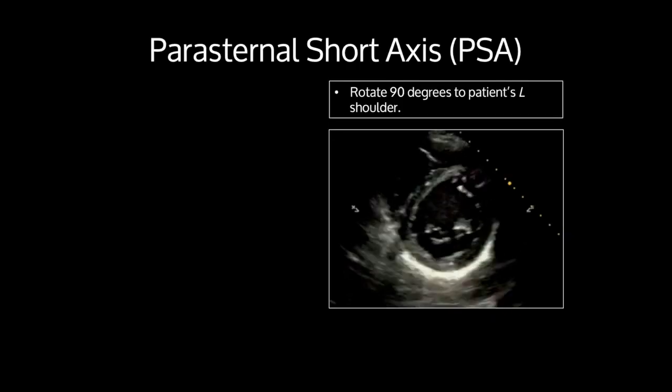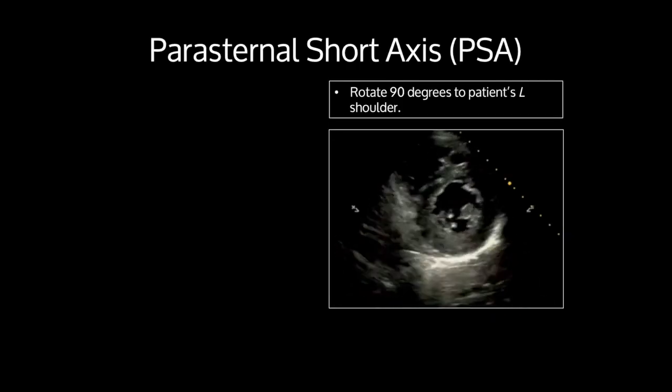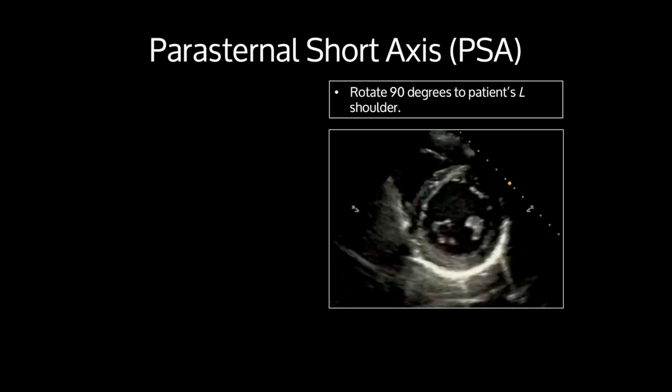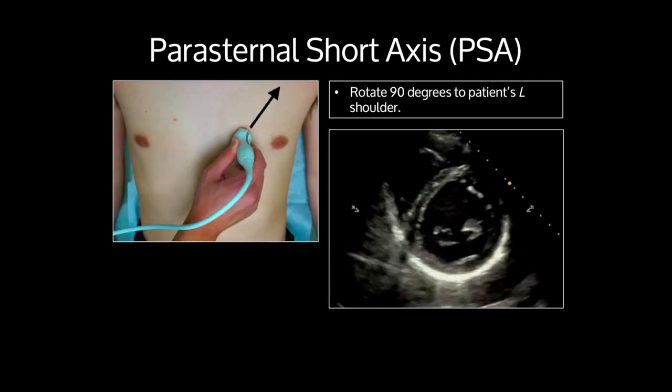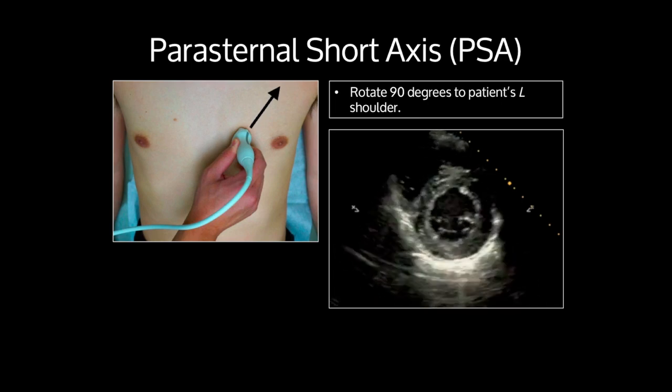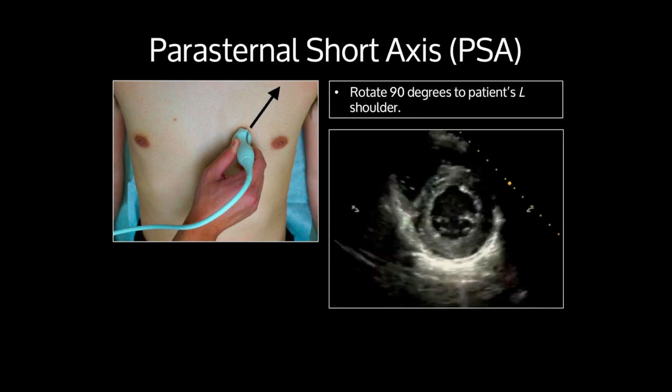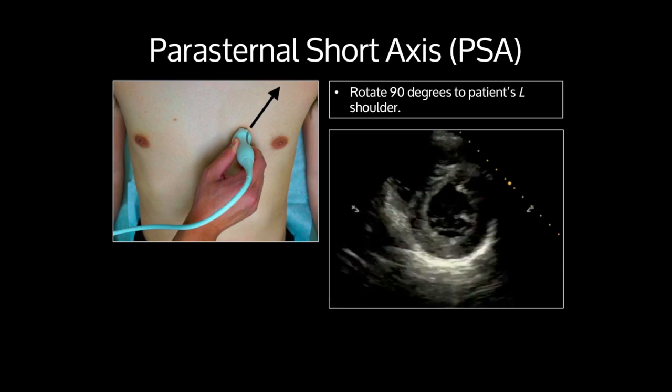Now we're going to talk about the parasternal short axis. From the parasternal long axis view, rotate the probe 90 degrees clockwise towards the patient's left shoulder. Then fan towards the apex and up towards the base. Fanning up towards the base of the heart to the patient's head will get you more of the mitral valve, even the aortic valve in view.